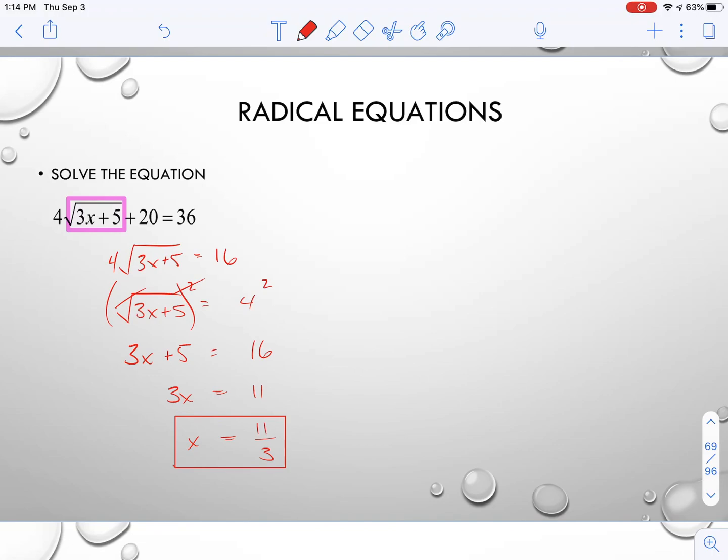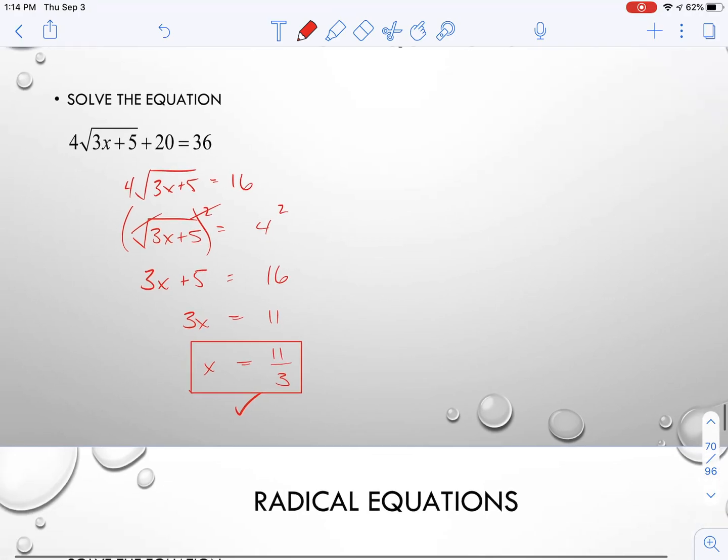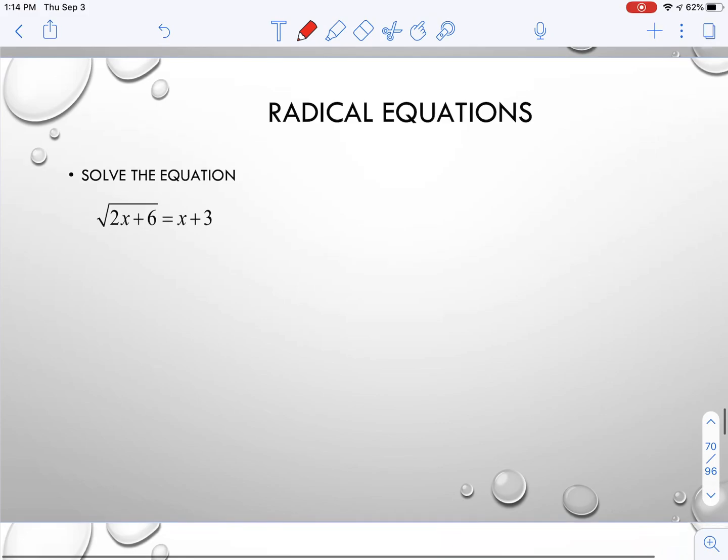If I were to plug that back in to my equation, so I would have 3 times 11 thirds, or 11. 11 plus 5 is going to give me 16. Square root of 16 is 4. 4 times 4 is 16. Plus 20 is 36. And this does check out. We're good to go. All right. Let's go down to the next one.